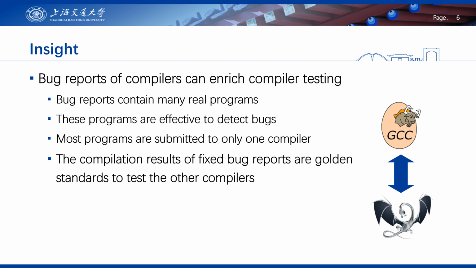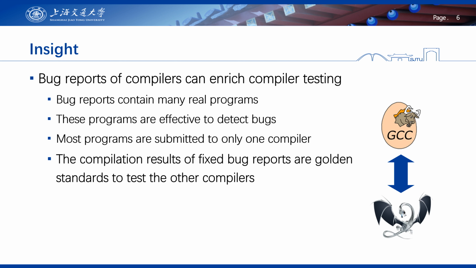Now I introduce our insight. We notice that it is feasible to extract many effective real programs from compiler bug reports. First, bug reports contain many real programs. From such programs, programmers can analyze the importance and the relevance of compiler bugs. Second, these programs are effective. They are reported since they are believed to trigger compiler bugs.